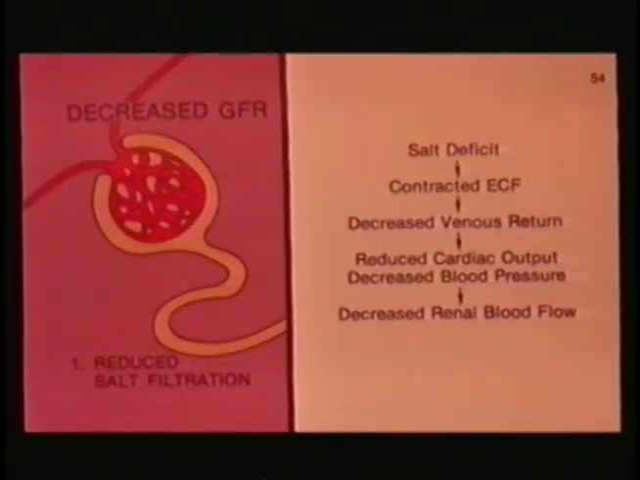The first mechanism, the reduction of salt filtered at the glomerulus, results from a decreased glomerular filtration rate. With salt deficit, the extracellular fluid volume is contracted. This leads to decreased return of venous blood to the heart, and hence to reduced cardiac output and blood pressure. With the resulting decrease in renal blood flow, glomerular filtration rate, and hence the quantity of salt filtered, will be reduced.